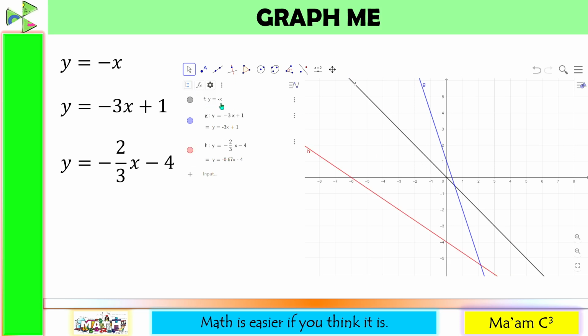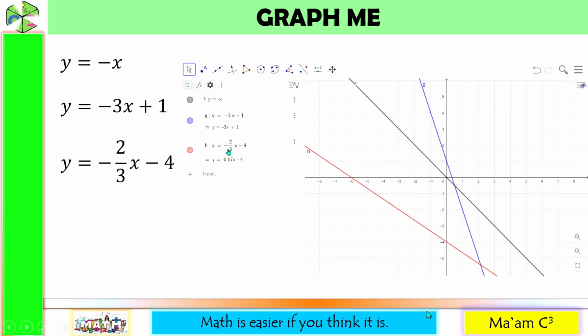This is the first graph. y is equal to negative x. The slope of this graph is negative 1. This is the second graph. y is equal to negative 3x plus 1. The slope of this graph is negative 3. This is the third graph.